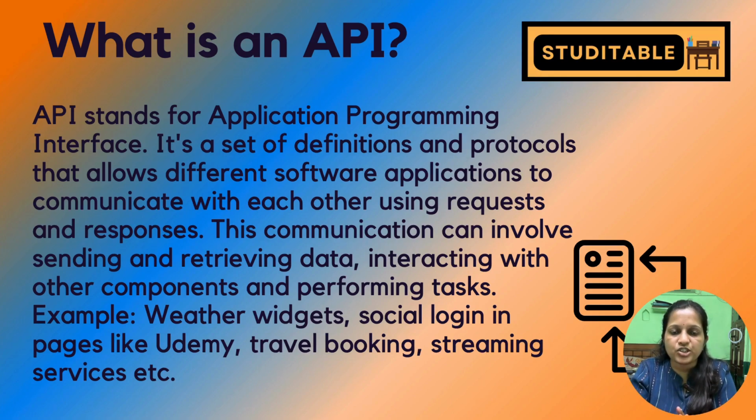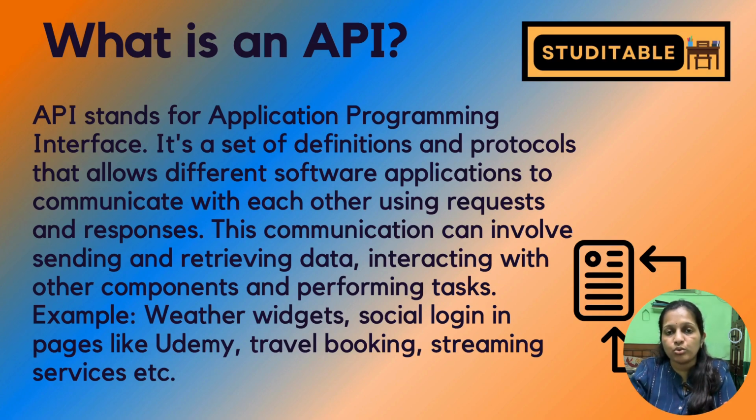Okay, the communication can involve what? Communication can involve sending and retrieving data, any kind of data. If I want to access my social media page, then I'll give some data and I'll get back the page I requested. Okay, interacting with other components and performing different tasks like booking something or playing games or anything else that requires a request and a response, and the API handles it in between.